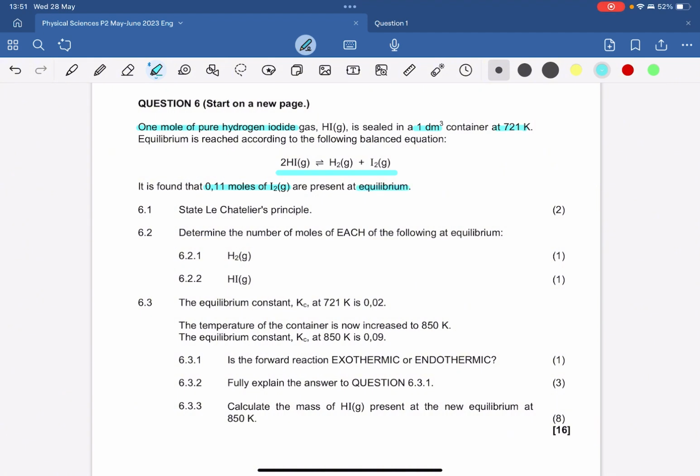So that's the number of moles that is left at equilibrium. And remember, when equilibrium is reached, there is no more change in the concentration of the products or the reactants, because now equilibrium has been established.